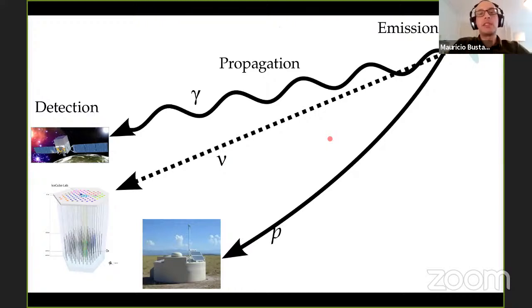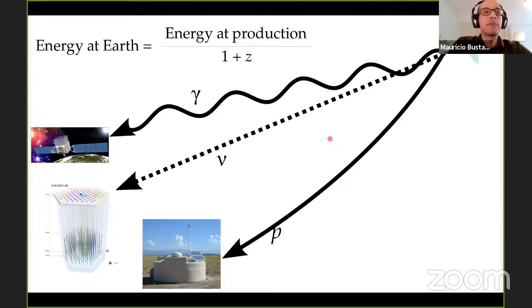So the first stage in the lifetime of these particles is the emission, and we've talked about this, and these particles propagate from very high redshifts, so very long distances away. We're talking about redshifts of one or higher, so distances of gigaparsec scales. Along the way, their energy is diluted by the adiabatic expansion of the universe, so the energy with which they reach the Earth is a factor of 1 plus z smaller than the energy with which they were produced. And z here is the redshift, so it's a value of one or higher.